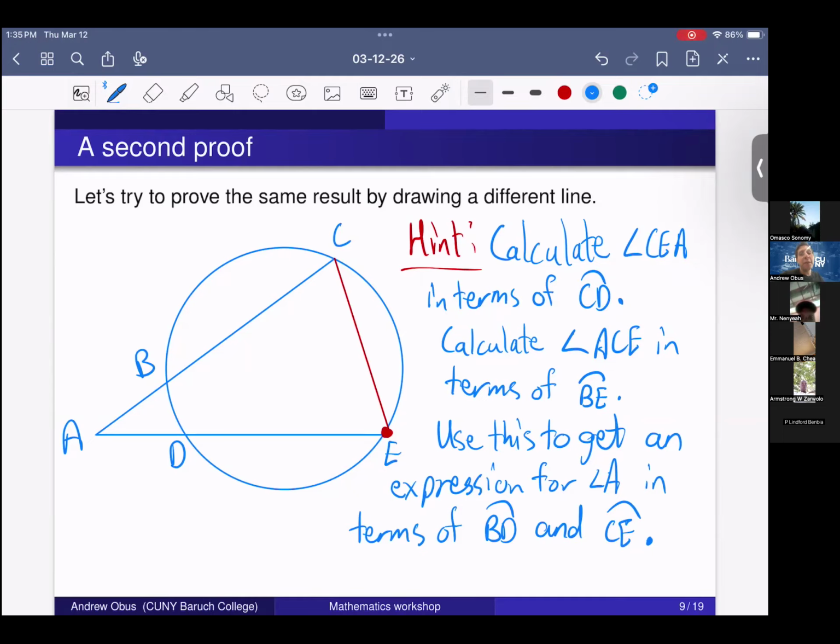In the end, if you follow this through, you're going to get the same thing, that angle A is equal to 1/2 arc CE minus arc BD. But it's just going to be a slightly different way of getting there from drawing a different line. But if you notice, the theme is the same, right? The theme is you have some angle. How do you calculate it? Usually it's good to draw a line that completes a triangle. If you can draw a line that completes a triangle, that's going to help you figure these things out, because you can then use that the angles of a triangle add up to 180 degrees.